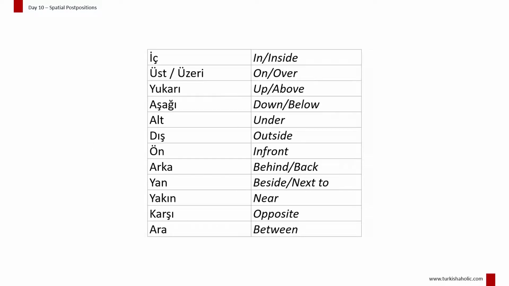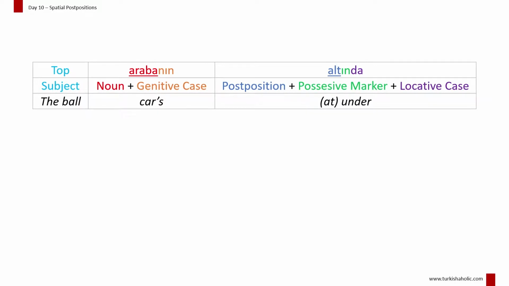Let's see the list of postpositions for this lesson. İç, üst, üzeri, yukarı, aşağı, alt, dış, ön, arka, yan, yakın, karşı, ara. Basically, if you want to say that something is somewhere, an example sentence will be like this. Top, arabanın altında.